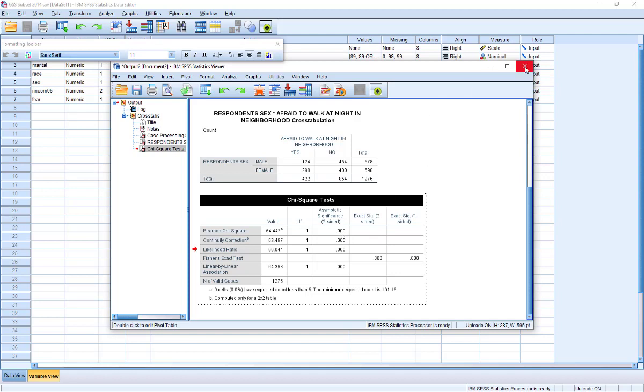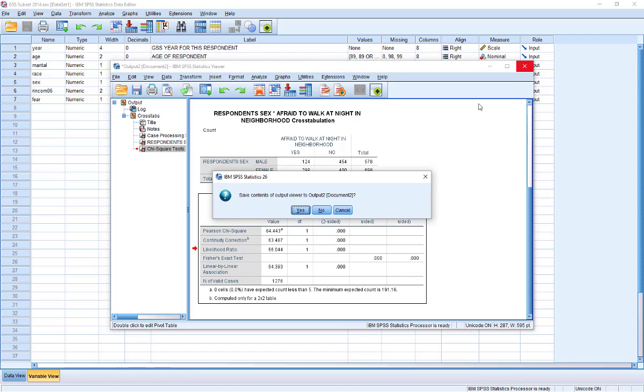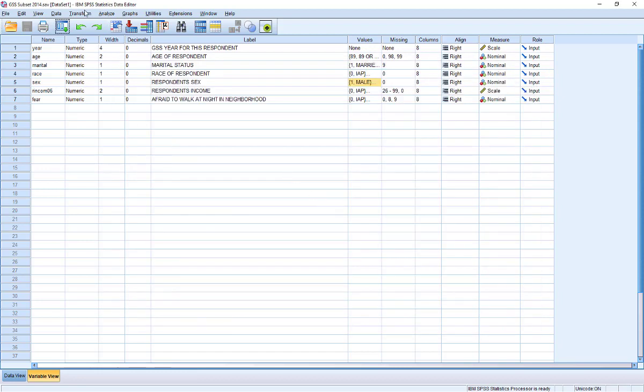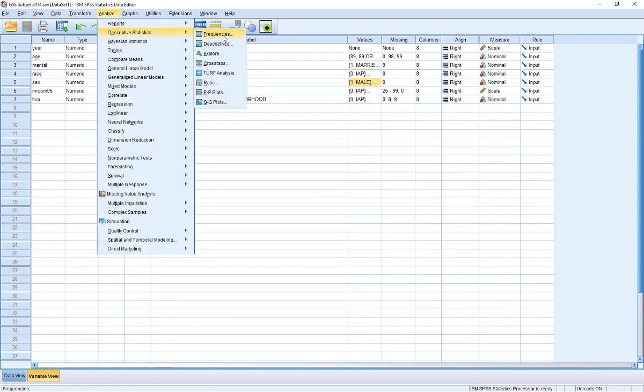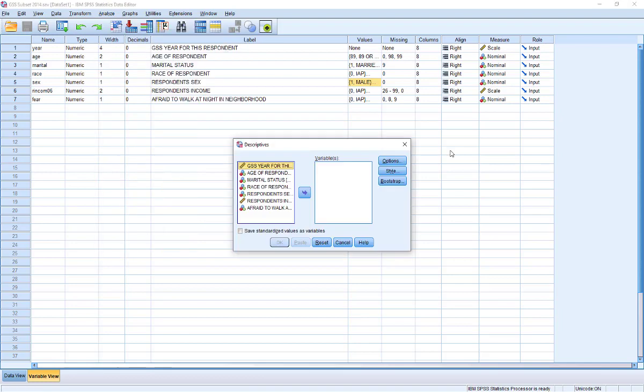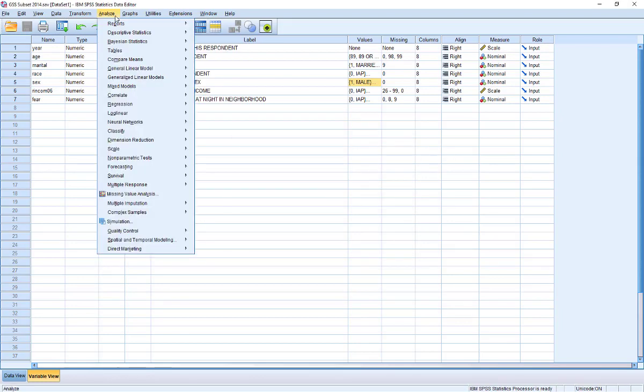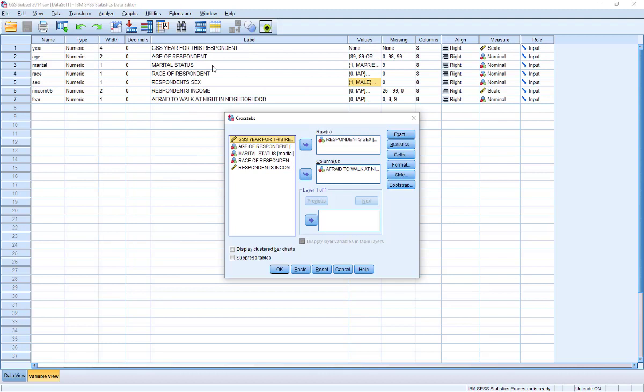So one last thing I want to do, because ultimately this is everything the chi-square really does for us. Let's close this real quick. And then one last thing I want to do is go back to this command. Again, you can see here we have sex in rows. We have afraid to walk at night in terms of our columns.